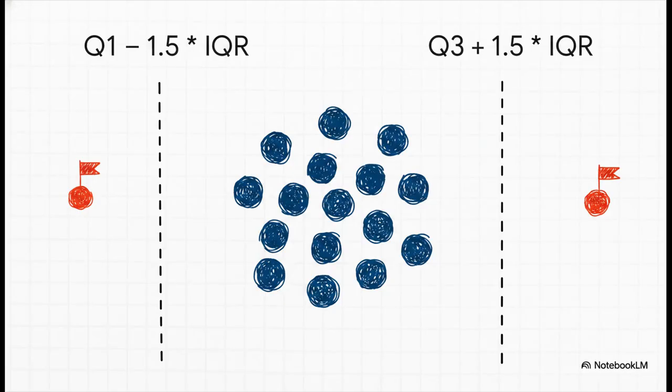So using that IQR, we can now set up some fences. We calculate a lower boundary and an upper boundary using these standard formulas. Any data point, any suspect that falls outside of these fences is officially flagged as an outlier, something worth investigating.